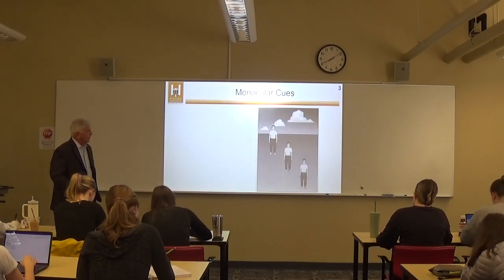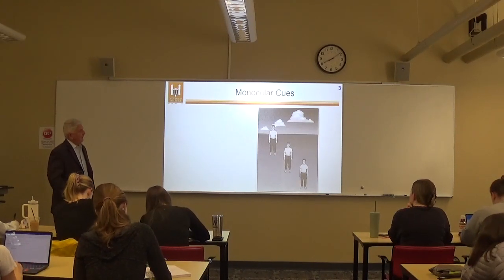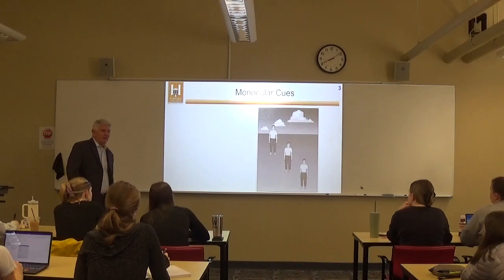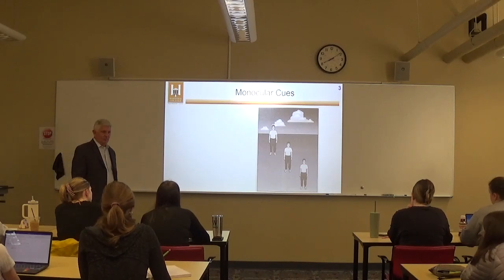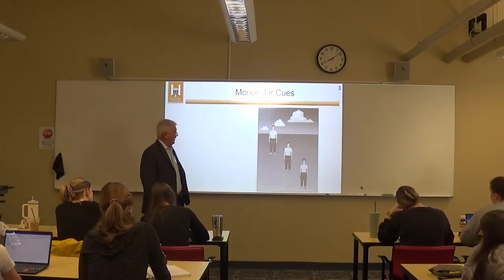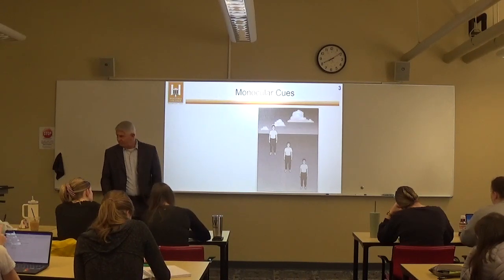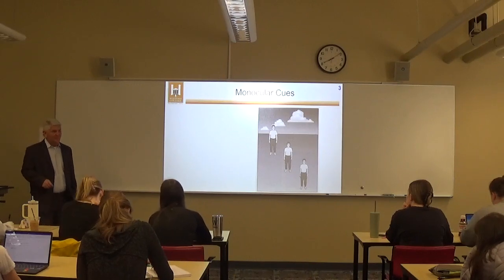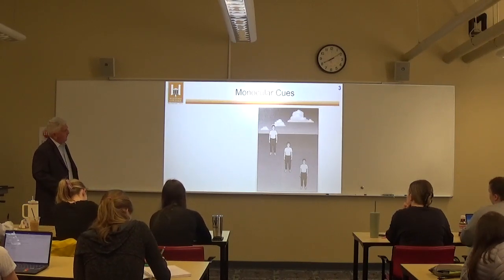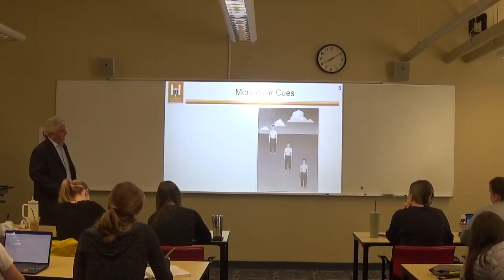All right, so over here, which of the three clouds is furthest away? The one on the left, the one in the middle, or the one on the right? The one on the left, okay? So why do you say that? It's the smallest, okay? Well, the three people on there are all the same size.